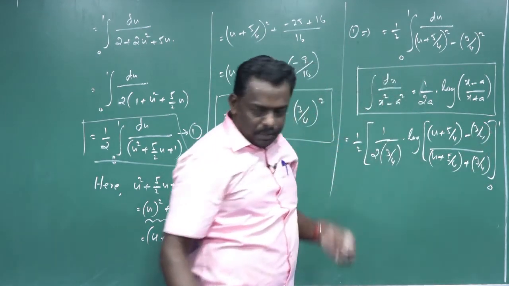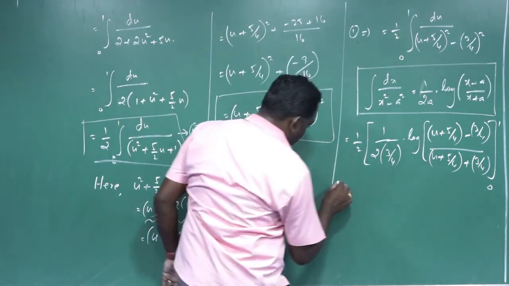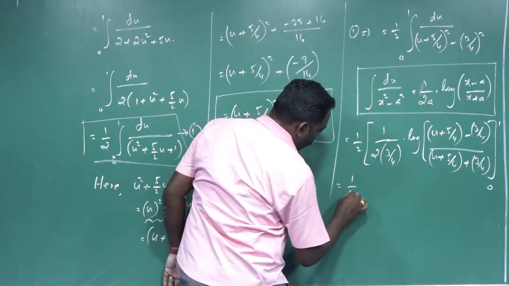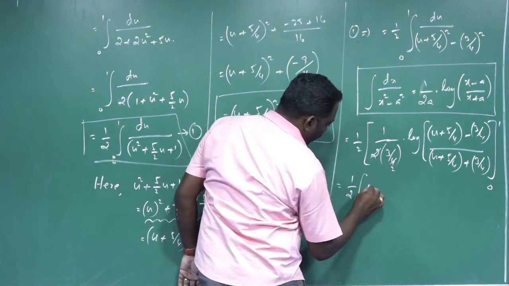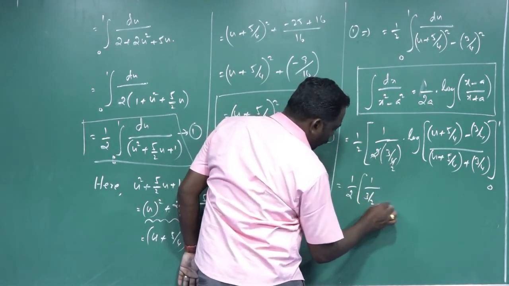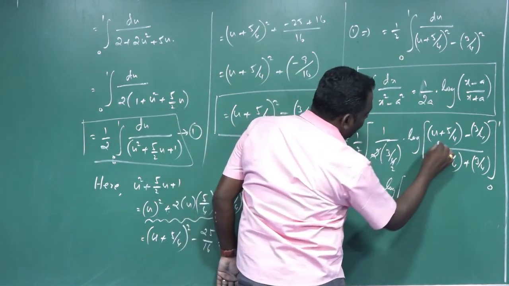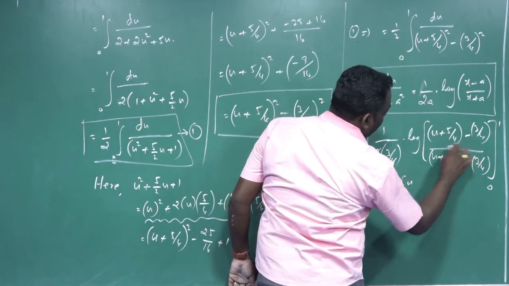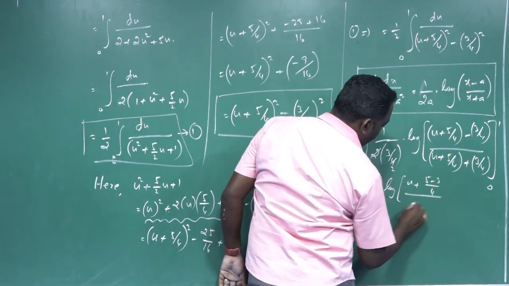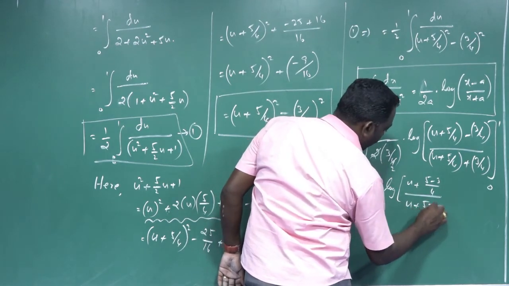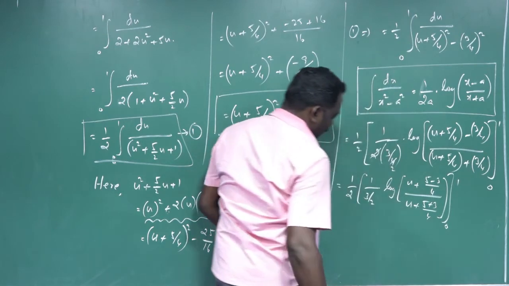Now, just simplification. Applying the upper limit and lower limit values, that is equal to 1/2 outside, and within the bracket we just cancel the 2. Therefore, 1/(3/2) remains, and log of, taking the common denominator, (u + 5 minus 3)/4 by (u + 5 plus 3)/4. The limits are 0 to 1 as it is.